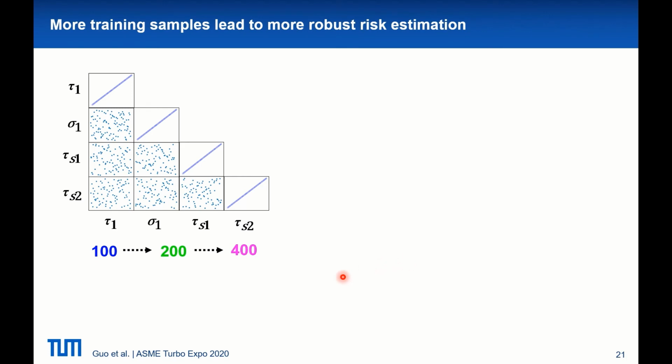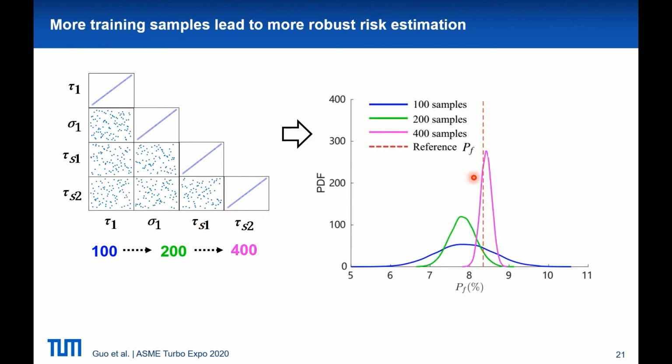Also, it would be interesting to see how the PDF of the risk calculation varies when the number of training samples is gradually increased. To investigate that, we do 3 case studies with different training samples. All of them are generated by the Latin hypercube method. On the right, we have the results. Clearly, we can see that with more training samples, the mean value of PF moves closer to the reference PF value. Besides, the PDF becomes more concentrated. Both evidence indicates that the accuracy and robustness of the GP models improve with more training samples.